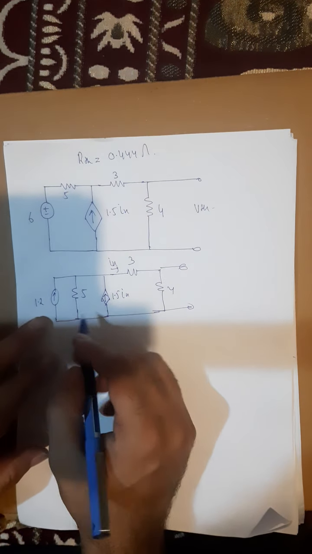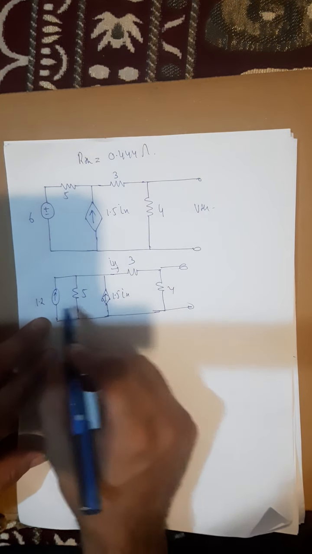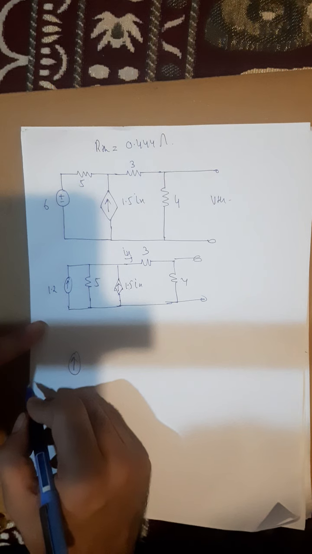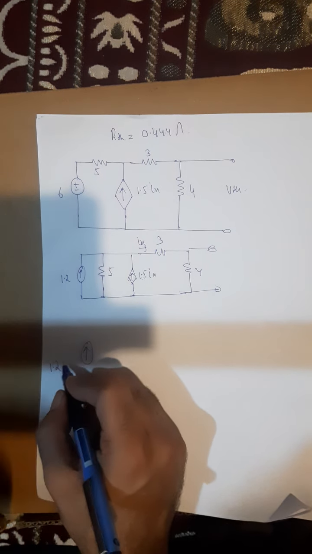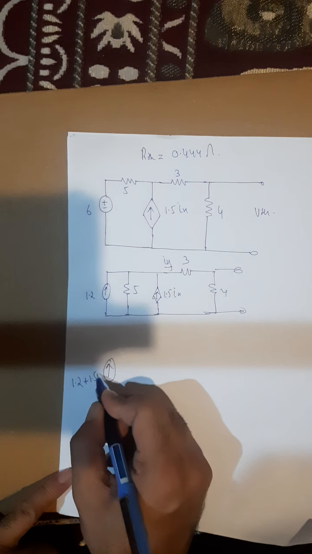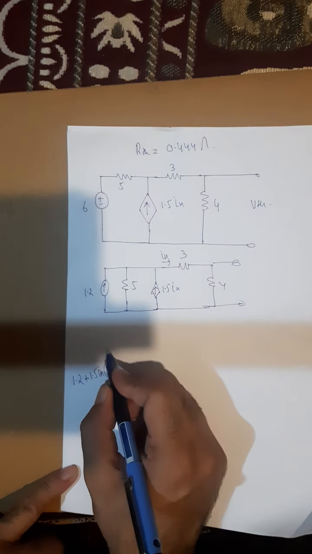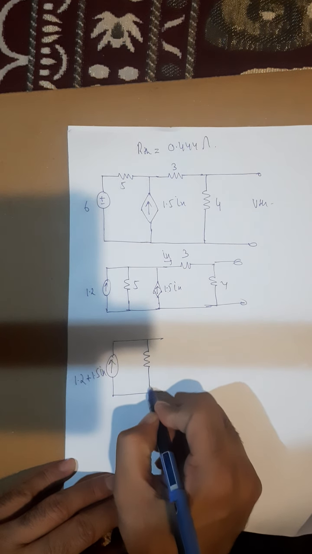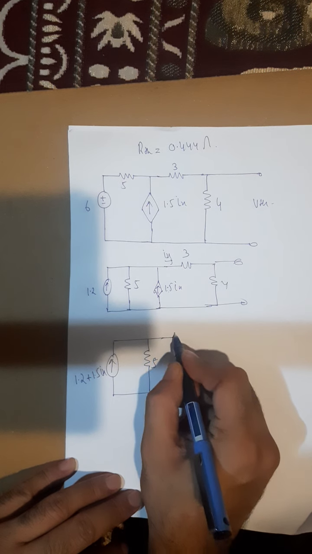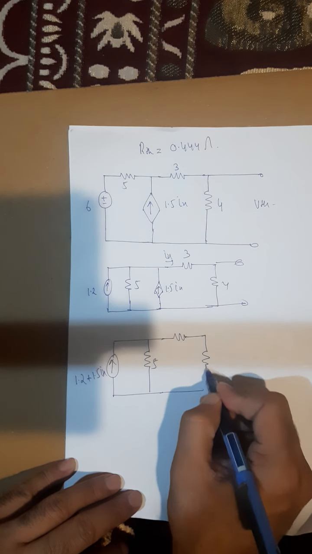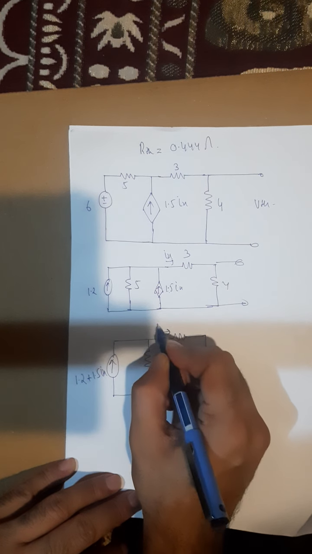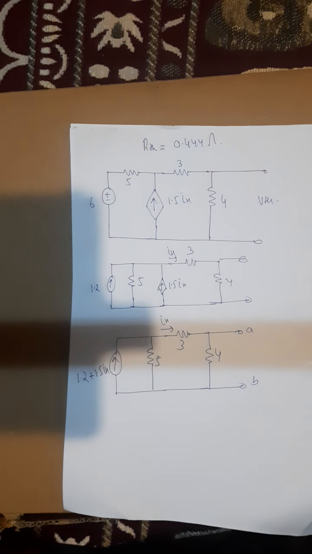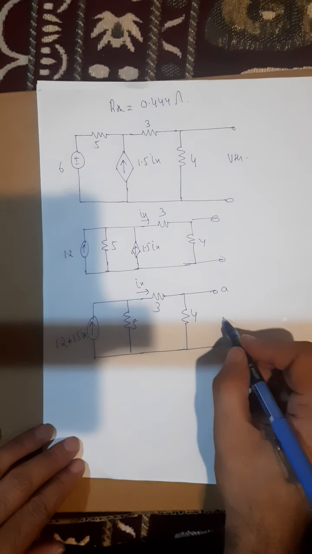Okay, now these two current sources, 1.2 ampere and 1.5 Ix, they are in parallel, so I will replace them by a single current source. It will be 1.2 plus 1.5 Ix. So what am I left with here? I am left here with a 5 ohm resistor, 4 ohm resistor, 3 ohm resistor. Current here is Ix. This is A, this is B. Now I can easily calculate VTH.